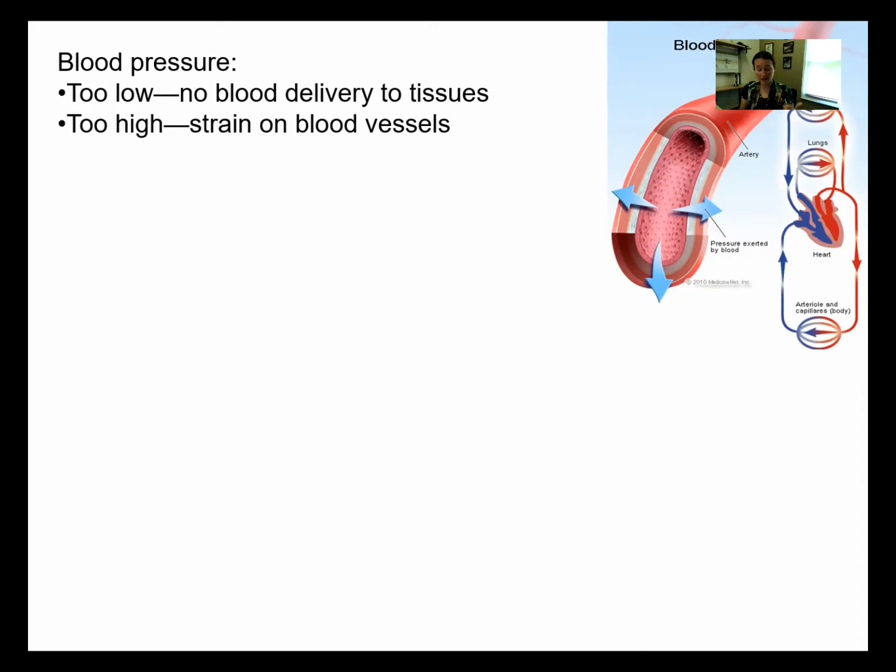Okay, so we need to maintain our blood pressure within a target range. And so our heart is responsible for this, our blood vessels themselves, our brain, our kidneys, lots of things in our body are involved in maintaining this target set point.